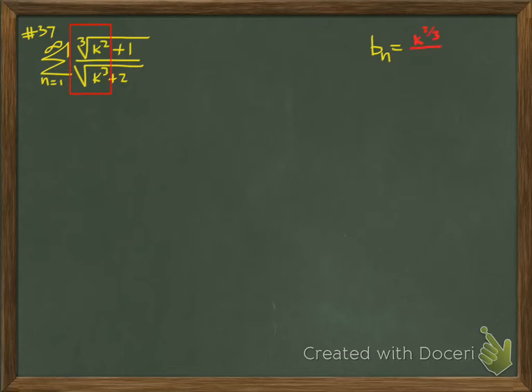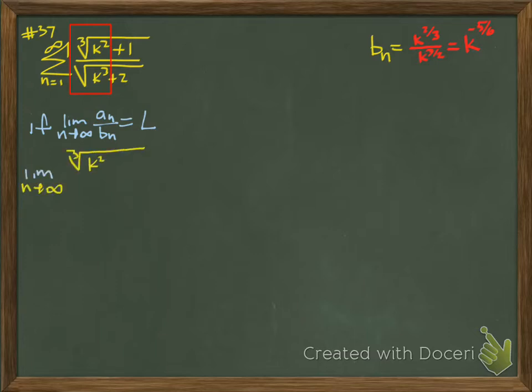So what do I have? I have k to the 2/3 divided by k to the 3/2, and then I have k to the minus 5/6. I'm doing the limit comparison test, so I'm looking at the limit of a_n, the OG series, divided by b_n, the manufactured sequence. If that equals a limit, then they both do the same thing. So now I'm going to do that same thing, and I'm going to take my a_n and divide it by my manufactured b_n.